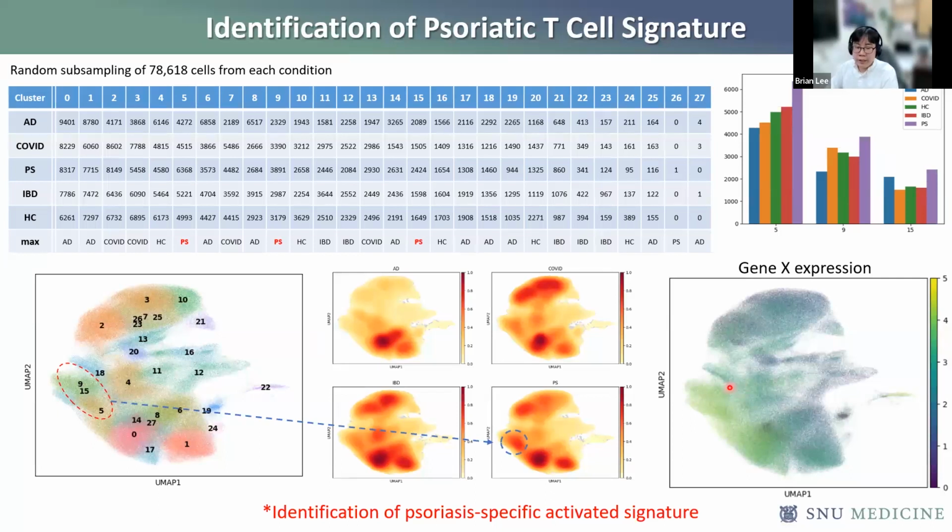And so we think we've identified a very psoriasis-specific activated gene signature that may help delineate and identify psoriasis, and then also identify these pathogenic T cells that are very specific to psoriasis.